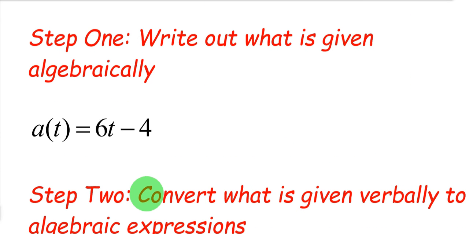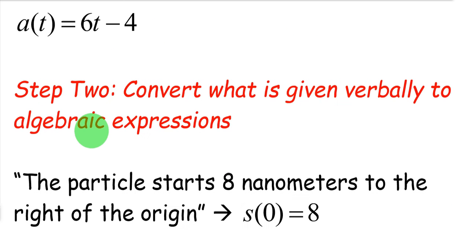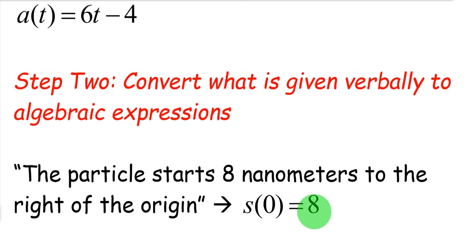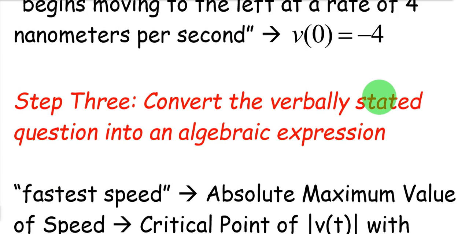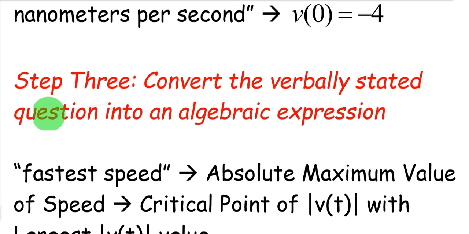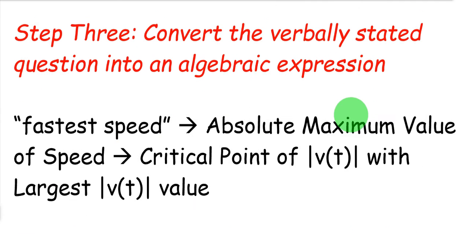So first we want to write out what is known. We've done these steps many times before. We're given that a of t equals 6t minus 4. Step 2, convert what is given verbally to algebraic expressions. The particle starts 8 nanometers to the right, so its initial position is s of 0 equals 8. Next, it begins moving to the left at a rate of 4 nanometers per second, so its initial velocity is negative 4.